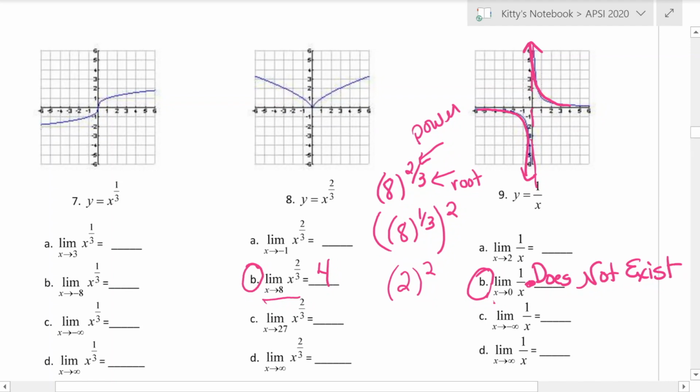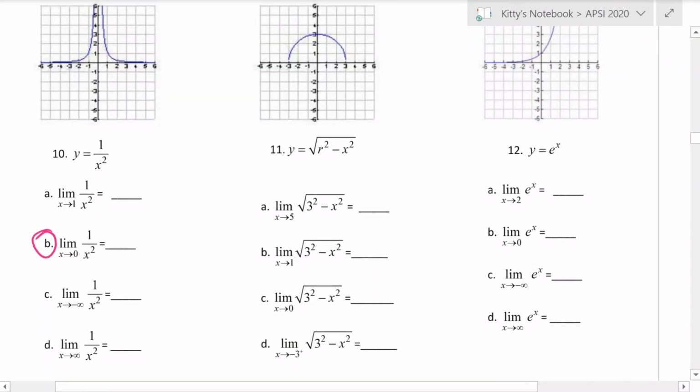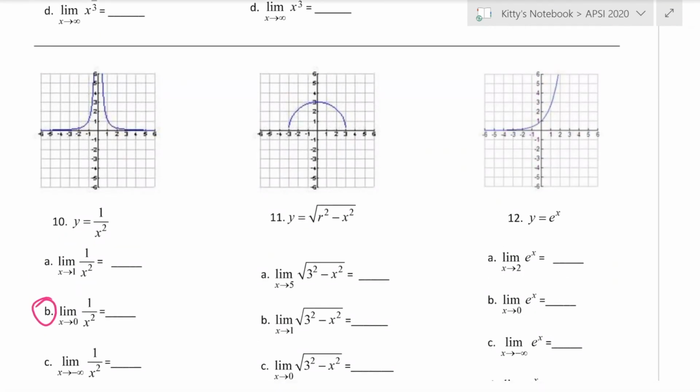Okay. Now, what happens when we look at his friend, 1 over x squared? Let's look at 0 there. Now, when you say it goes to 0, it means from both sides. So if you come in from the left, it goes to positive infinity. And you come in from the right, it goes up forever, positive infinity. So because this limit does not exist but goes in the same direction, we're going to put an answer of positive infinity.